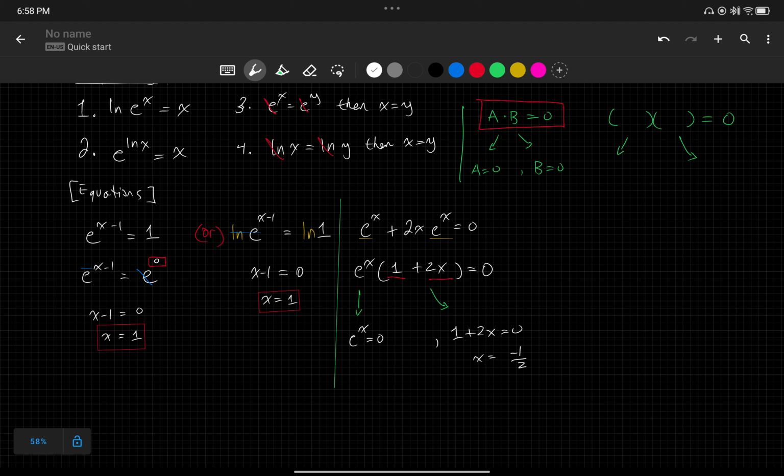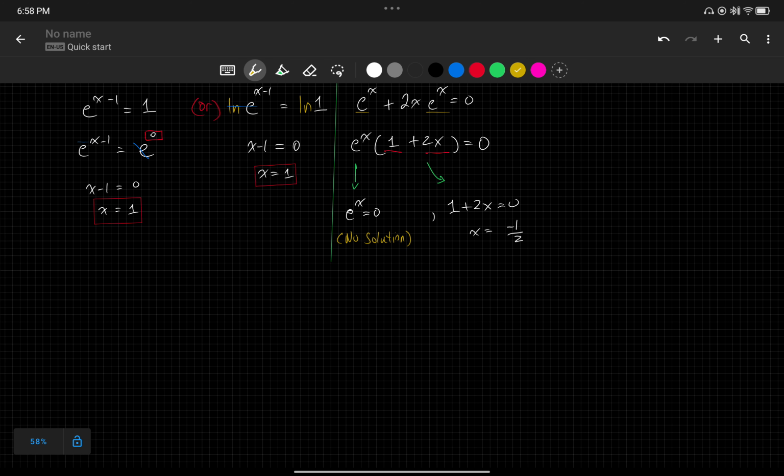Now, what about this one over here? e to the x equals 0. Well, turns out that this one has no solution. How do I know that it has no solution? Well, we said e to the x is an increasing function. So let's bring back our little picture, the graph of e to the x. And it looks something like this.